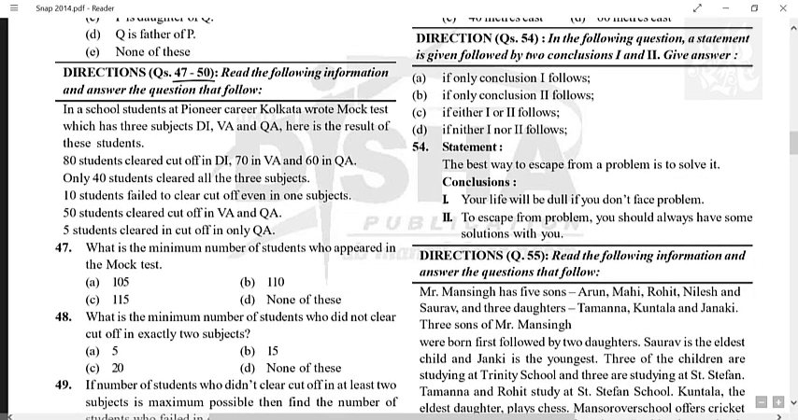Conclusions. Statement conclusions are very simple when it comes to Snap. Best way to escape a problem is to solve it. Your life will be dull if you don't face a problem. Doesn't make sense because the premise says solution. Okay, to escape a problem you should always have some solutions. Cannot be the conclusion because of the word always. Okay, keep in mind any conclusion, assumption or a course of action will never be explicit, will never have words like always, best and most.